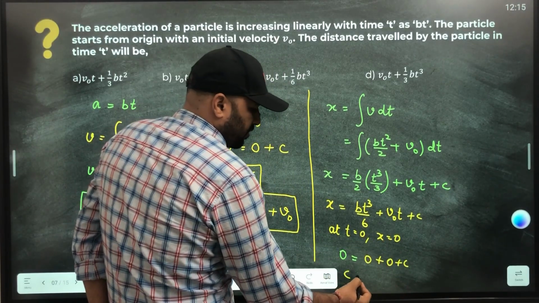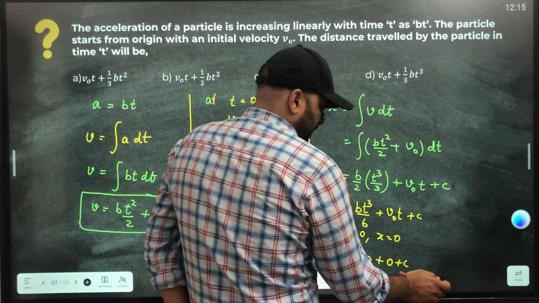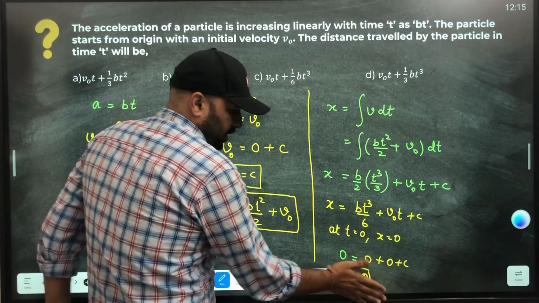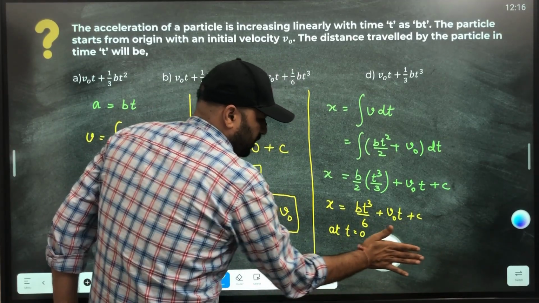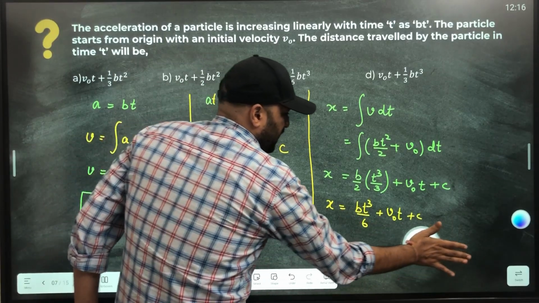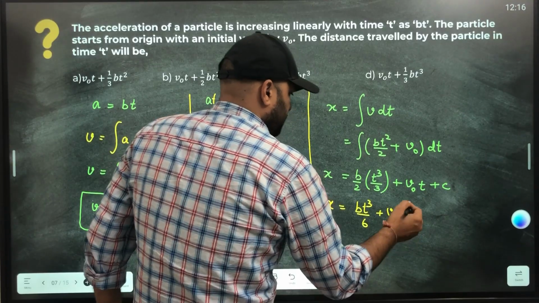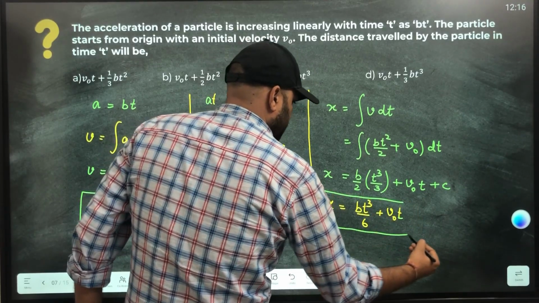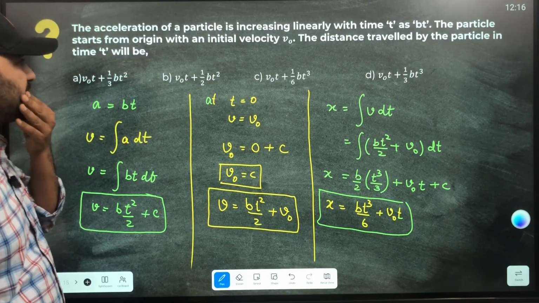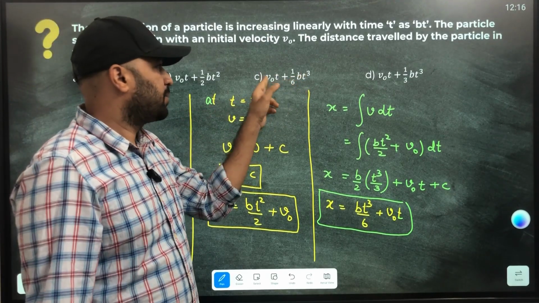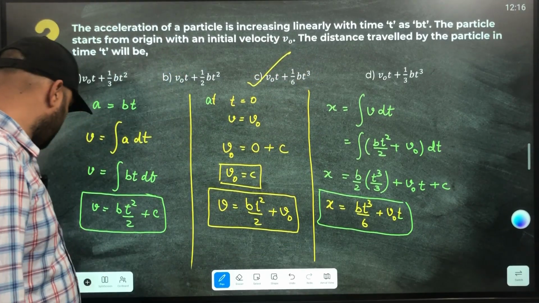So c is 0. So our final expression, removing this c, okay. If you have not understood, just go back and watch this part again, you will get it. So we can remove this c here. Why is c 0? Because the initial condition says so. So our x value, our distance, is bt cube by 6 plus v naught t. Is there such an option? bt cube by 6 plus v naught t, that's option C, correct. Clear? Let's move to our next question.